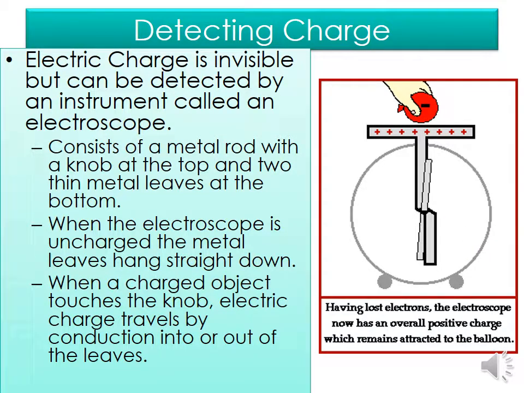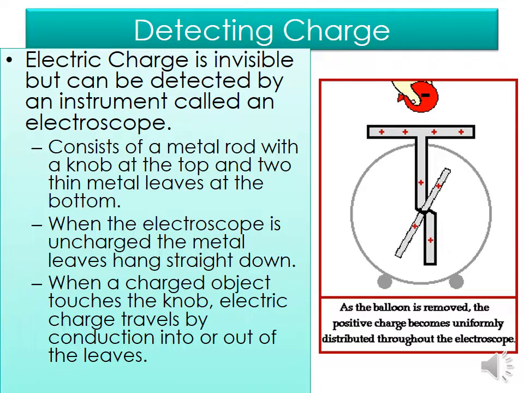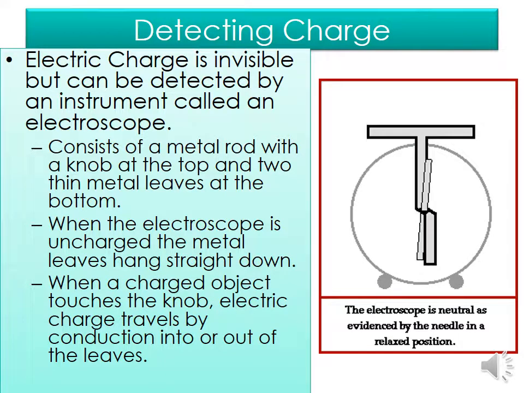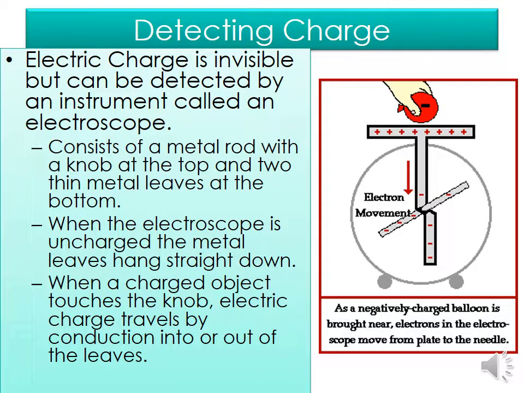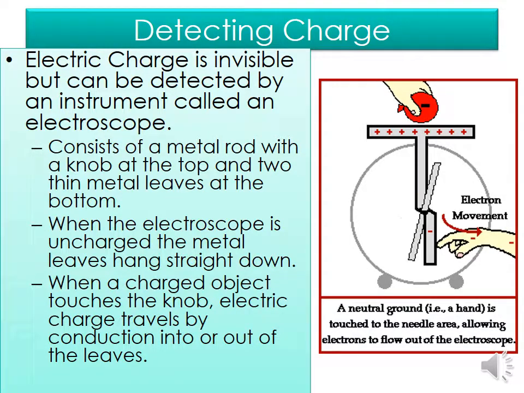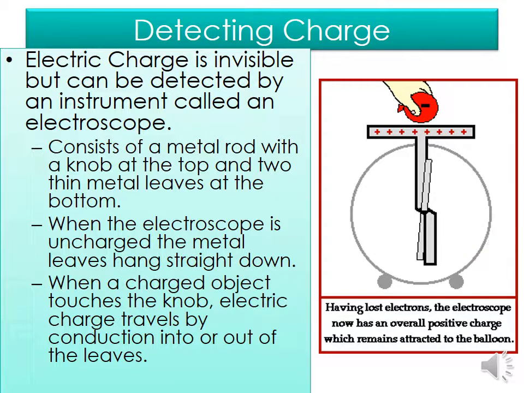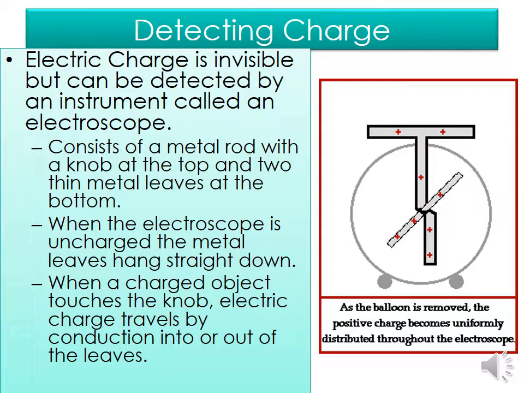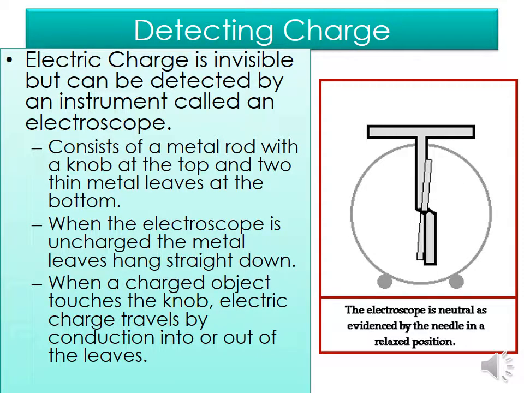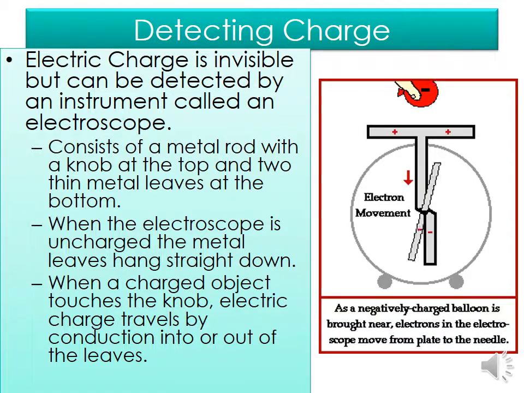So we'll take a look at this electroscope on the right here. Look, at this point right here, the electroscope is neutral. As a negatively charged balloon is brought near, electrons in the electroscope move away. The neutral ground is touched to the needle area, allowing electrons to flow out of the electroscope. Having lost electrons, the electroscope now has an overall positive charge. As the balloon is removed, the positive charge becomes uniformly distributed. The electroscope is neutral again. So they removed it.